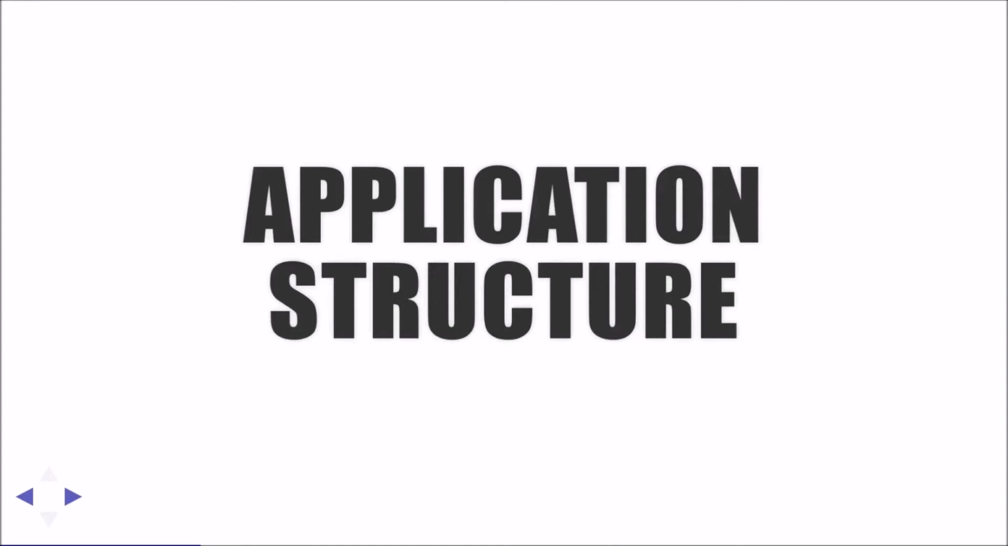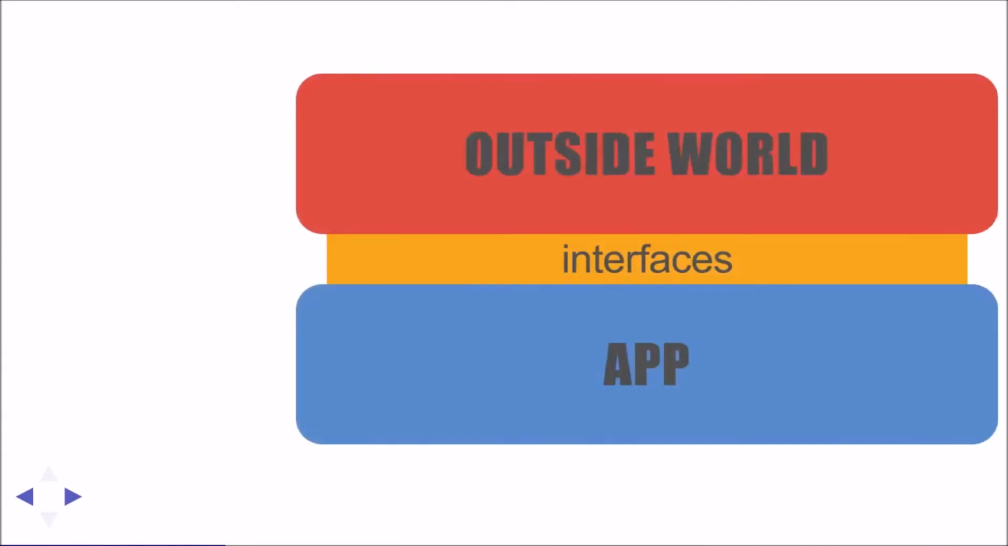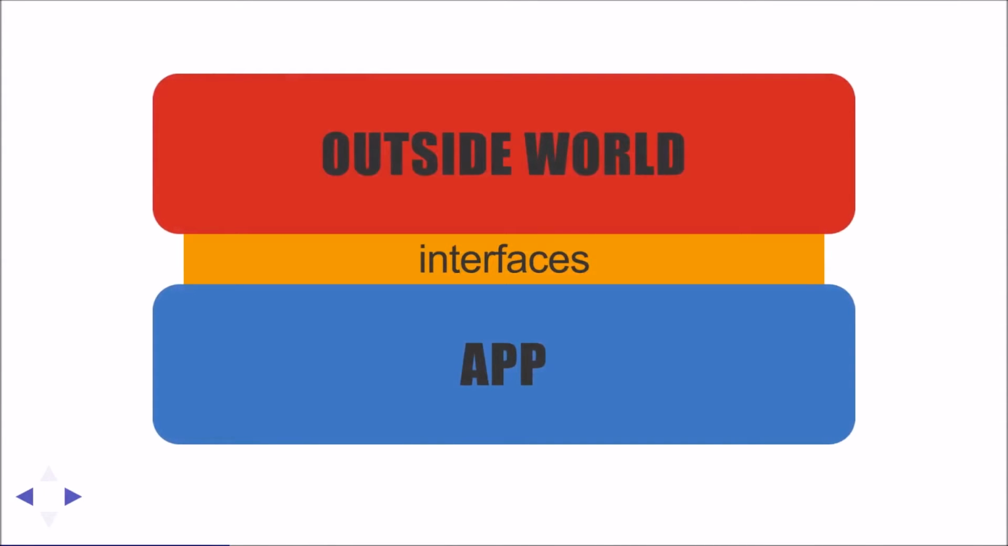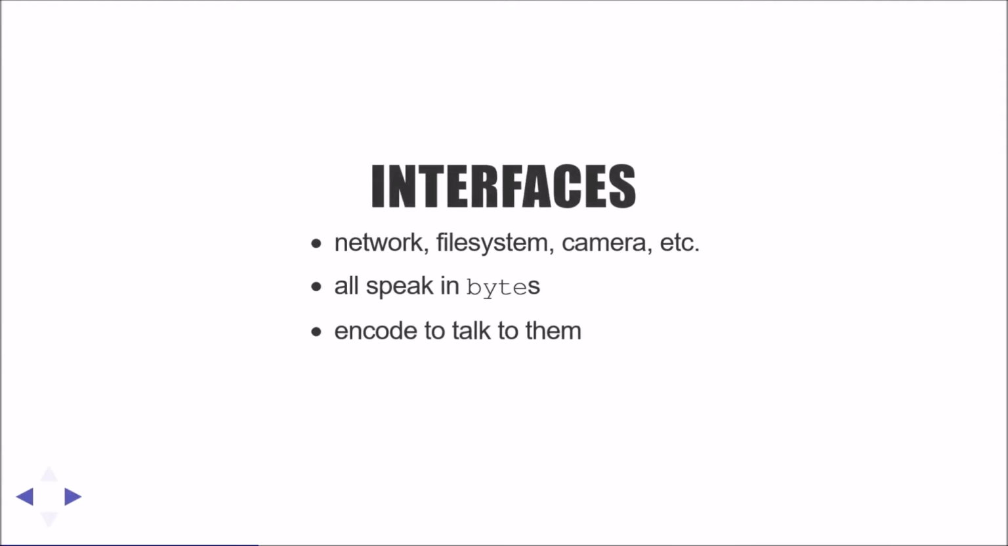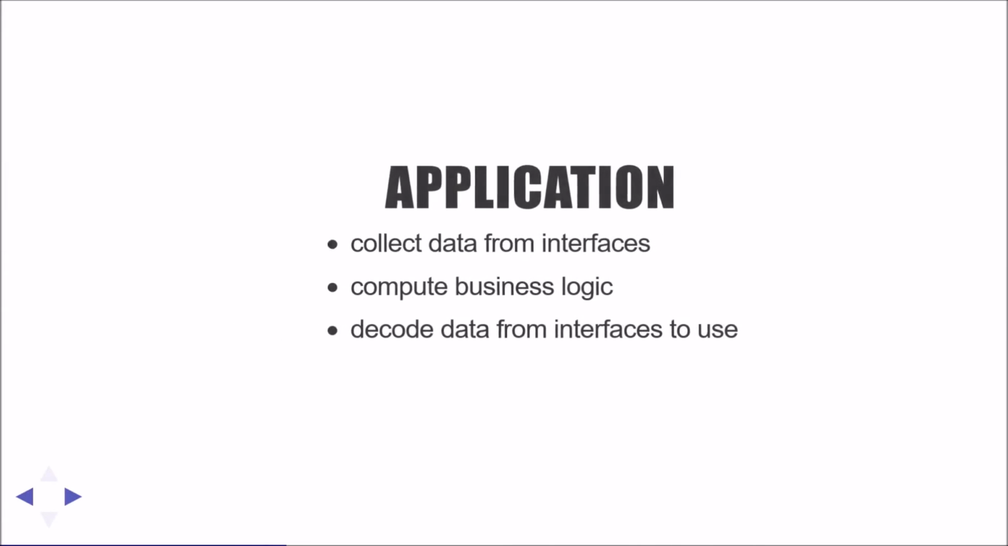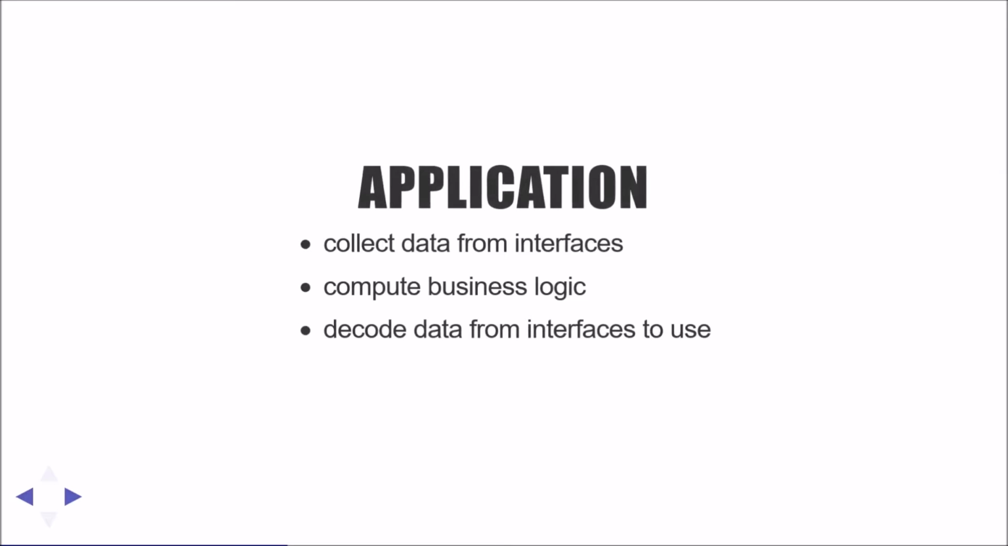Next, I'll talk about an ideal application structure. An application will interact with interfaces to the outside world. These interfaces may be things like a network, a file system, a camera, etc. All of these interfaces at the core will speak in bytes. In order to talk to them, you'll encode data. Inside your application, you'll collect data from interfaces and perform business logic on that data. In order to use the data from the interfaces, which speak in binary, you'll need to decode to text.